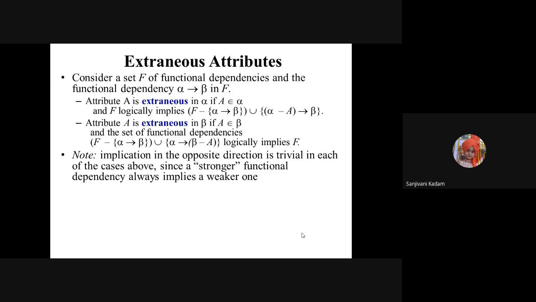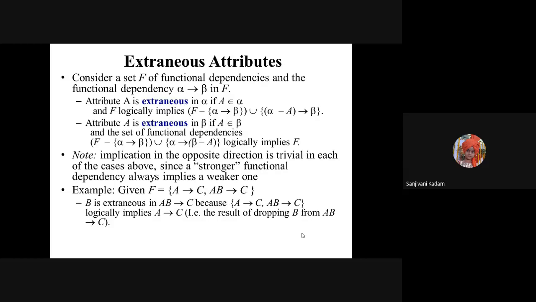So here the implication is that the implication in the opposite direction is trivial in each case as above, since stronger functional dependencies always imply a weaker one. So this is a complex statement. We will not go for this. Here we can go for extraneous attribute. Here B in the second dependency is the extraneous attribute, because here a functional dependency A gives C is already given and AB gives C, it means that removal of B will also give us the same dependency.